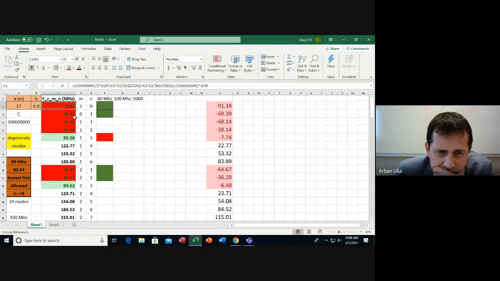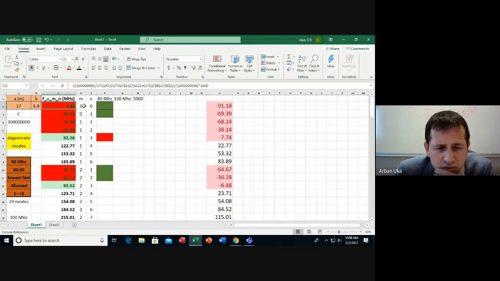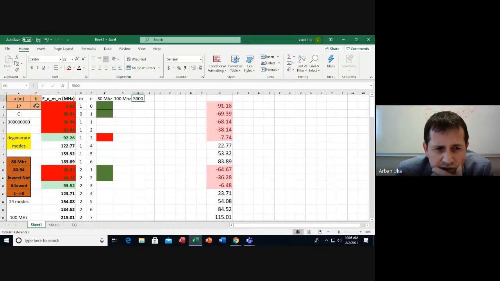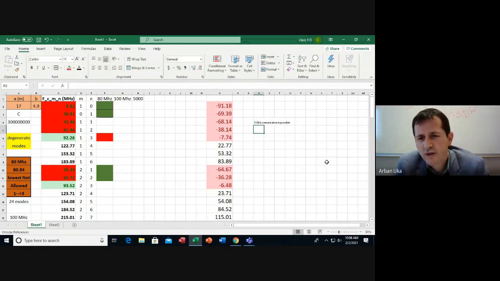So wait a second. So these modes can easily propagate. Whatever modes we see here, this is 80. As long as these numbers are smaller than the frequency itself, they can all propagate. So the final verdict is that having this tunnel of 17 meters and 4.9 meters, the 5 gigahertz communication is possible. I mean, at least the wave can be propagated, the boundary conditions will be satisfied, etc.